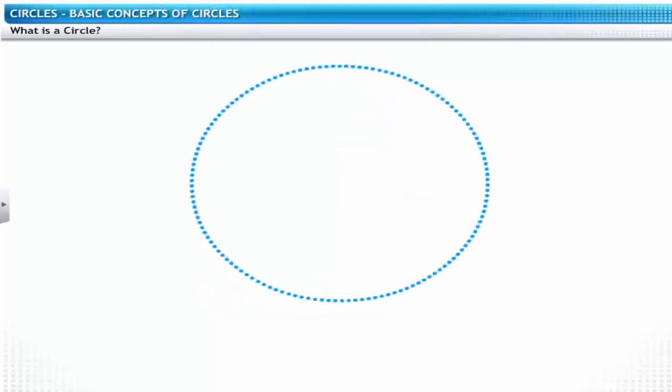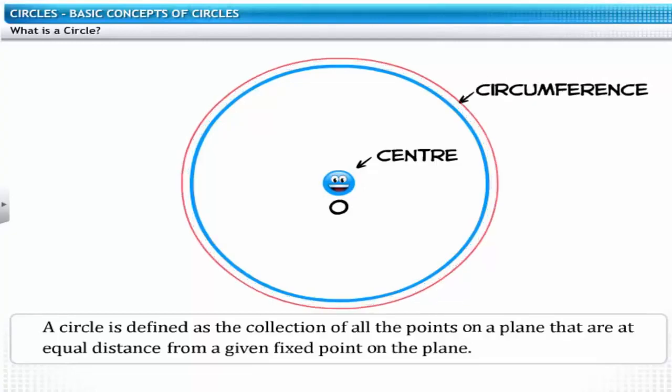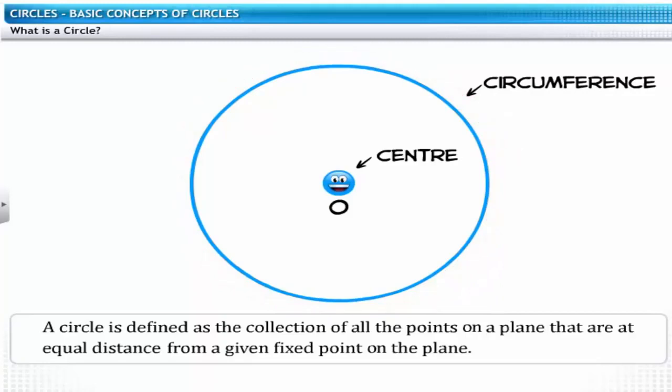Using this depiction, we define a circle as a collection of all the points on a plane that are at an equal distance from a given fixed point on the plane. Here the fixed point is point O, and it is called the center of the circle. The length of the edge of the circle traced around the center is called the circumference of the circle.